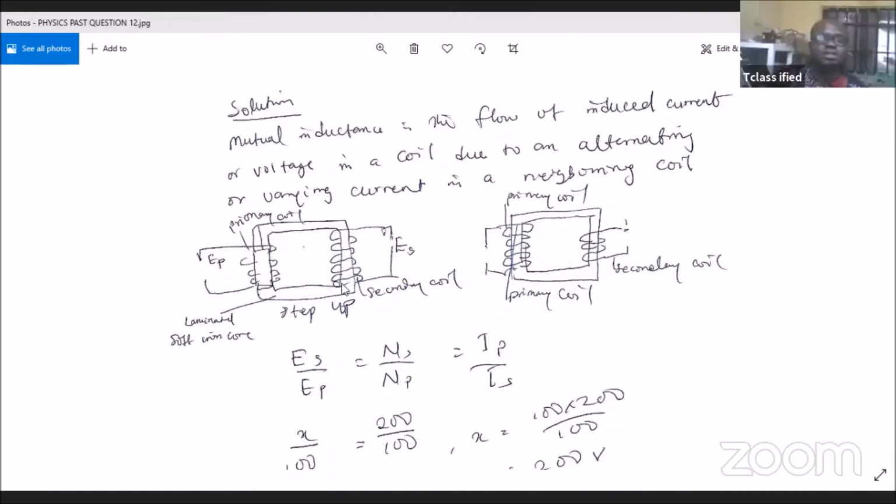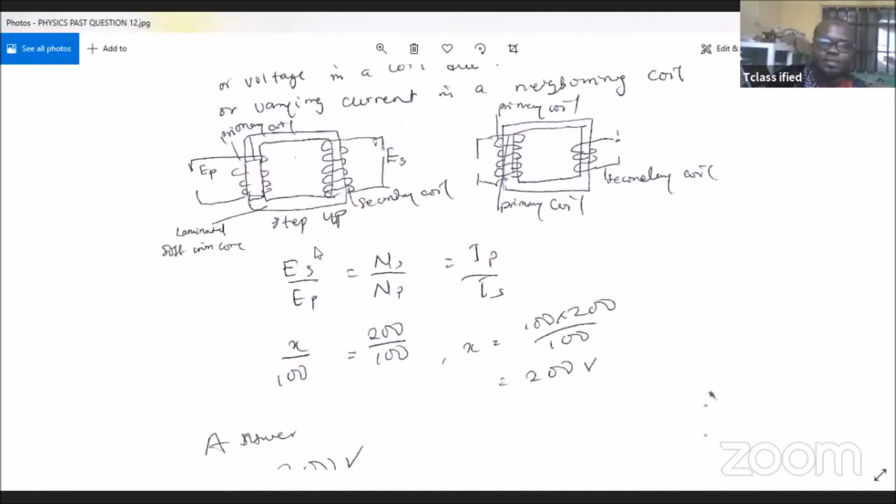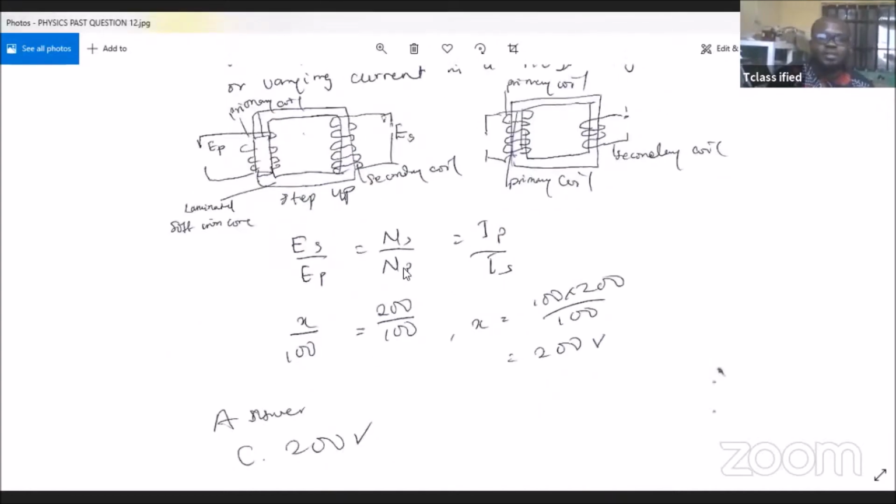You understand now, good. So using that, you can state this formula, ES over EP equal to NS over NP. ES is what you're looking for. EP is 100, the number of turns for secondary is 200, and the number of turns for primary is 100. Make ES the subject, you have 200 V. And that's why 200 is the answer.